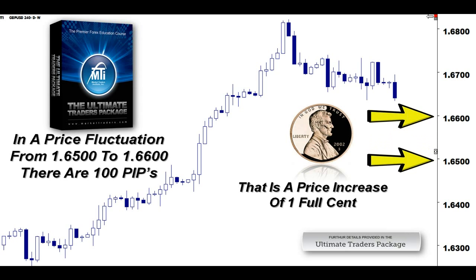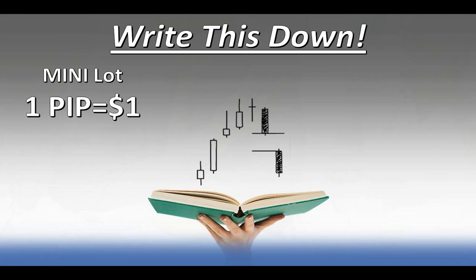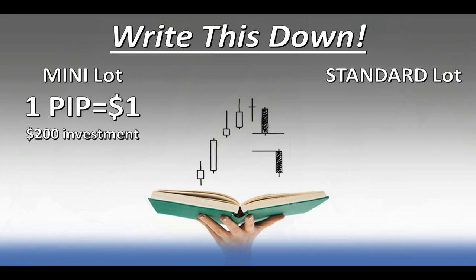Perfect. Awesome. Thank you. So I want you to go ahead and write this down, okay? In this market, we trade in units called lots. Now, there are standard lots, and then there are mini lots. A mini lot controls $10,000 of a currency, and each pip is worth $1. A standard lot controls $100,000 of a currency, and each pip is worth $10.